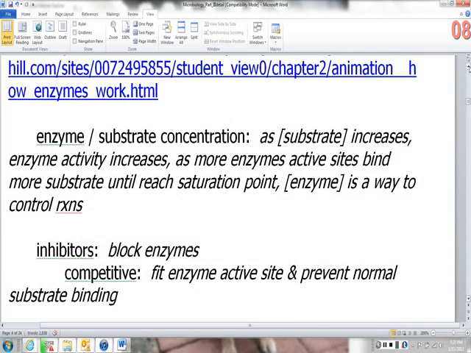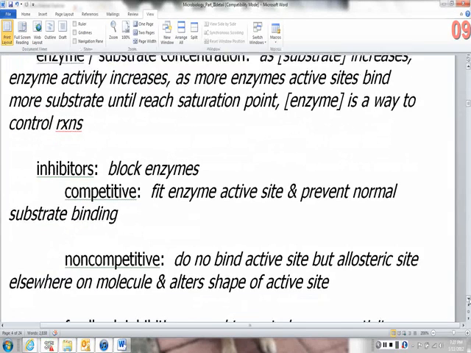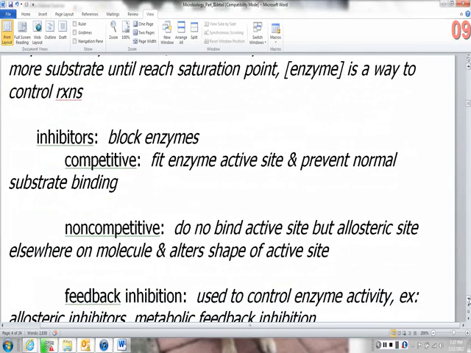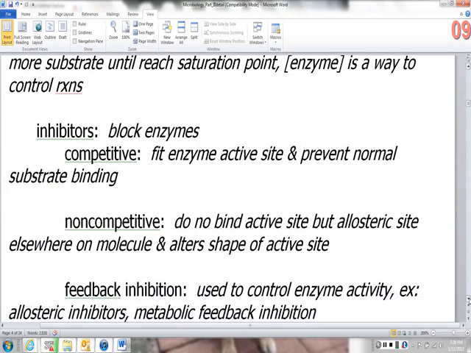Inhibitors will block the activity of an enzyme. A competitive inhibitor will fit into the active site of the enzyme, preventing normal substrate binding. A non-competitive inhibitor will not bind to the active site, but to an allosteric site elsewhere on the molecule, which alters the shape of the active site.